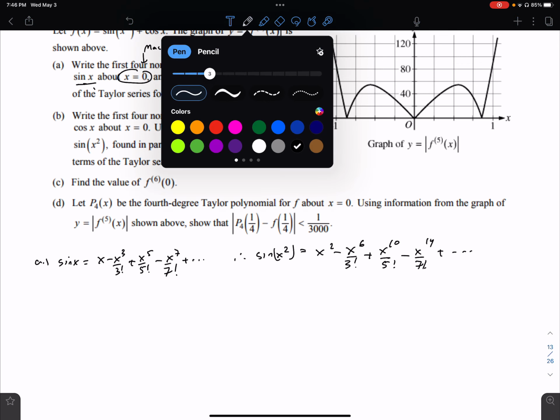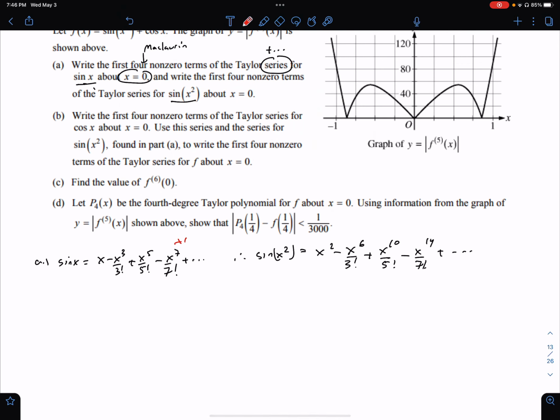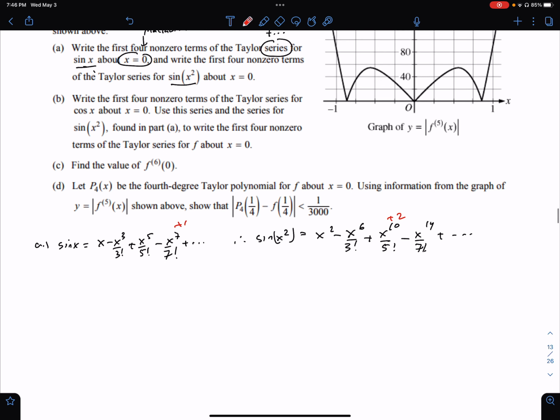So let's see how many points this would be worth. On the AP, that's worth 1, that's worth 2. So you got like 3 points already. How nice is that? All right, the next one, part B.